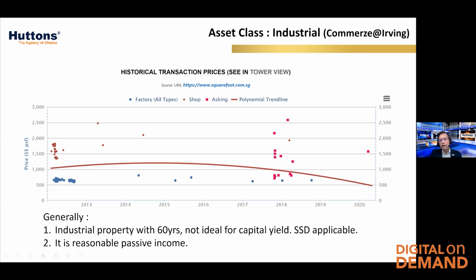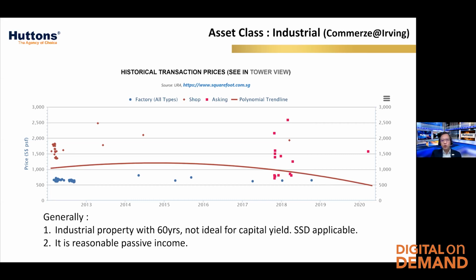Now, as you can see, the projection seems to be coming down from where we actually bought it. So I want to share with you, for example, Commerce at Irving. When I bought it, it's more for my own use. Then after that, I lease it out. But if you're going to buy it hoping for capital appreciation, you just want to bear in mind that for industrial asset class, you can make some profit, but you must know when to exit.